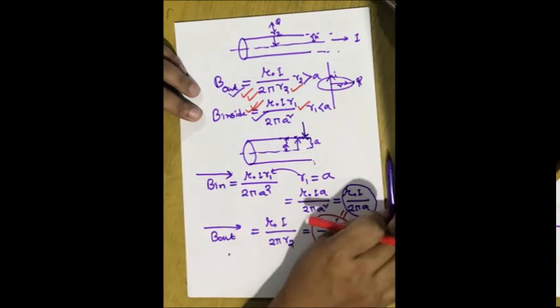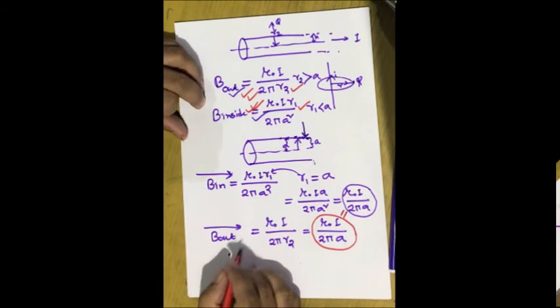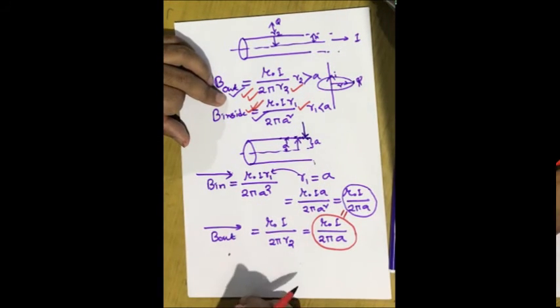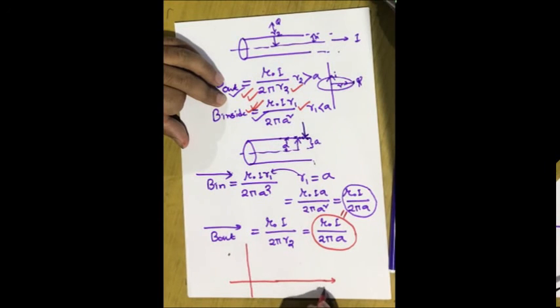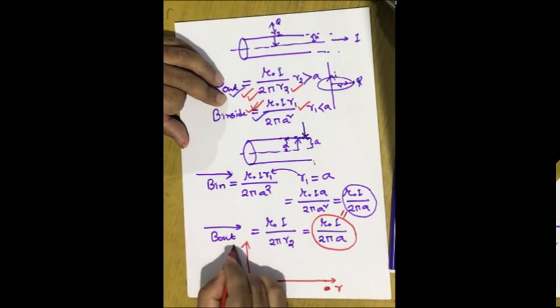Now what we are going to do, we are going to plot the magnetic field both inside and outside of the wire. So in the y-axis, let's put the magnetic field, and in the x-axis, let's put the distance from the axis or center of the wire. Let's say this is R and this is magnetic field.